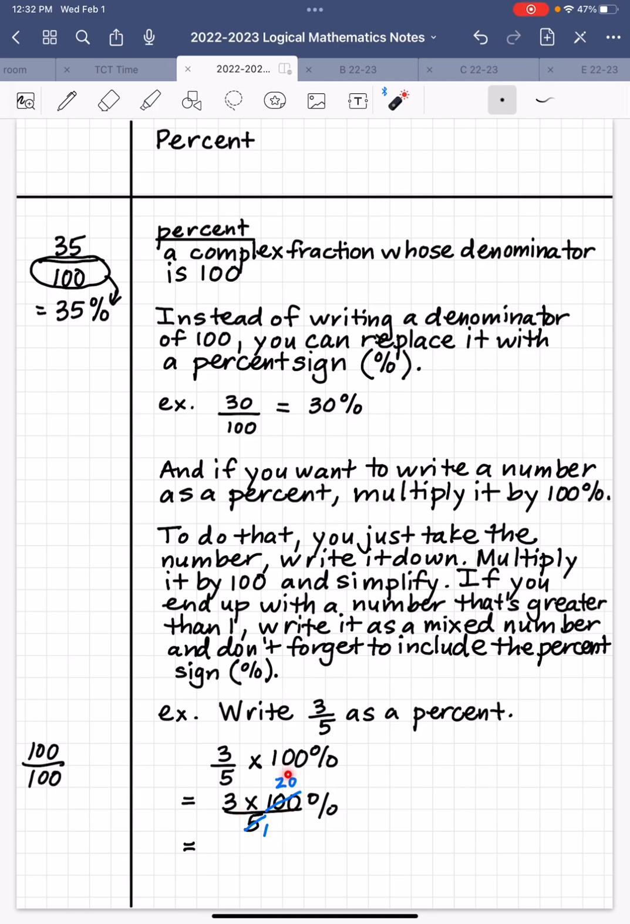What's 3 times 20? 60. And 60 divided by 1 is 60. So that is our number that gets written right before the percent symbol. And don't forget to include the percent sign. And that's it right there. So that's how you write a number as a percent. How do you do it? If you want to write a number as a percent, multiply it by 100%. So you have that right there. And that's how you will write numbers as percents, and now you also know what a percent is.